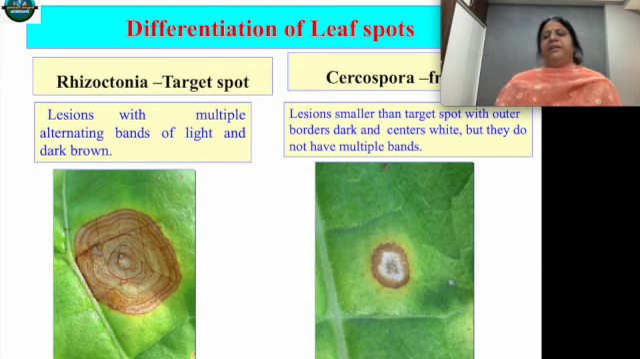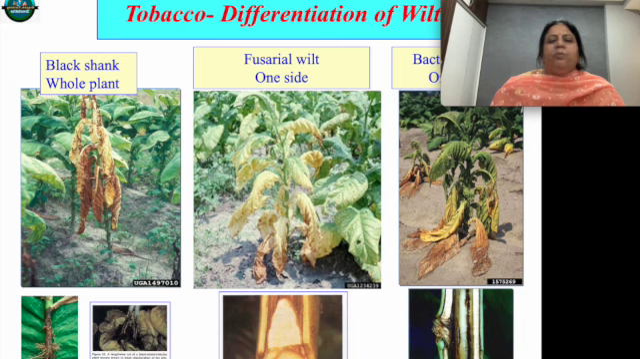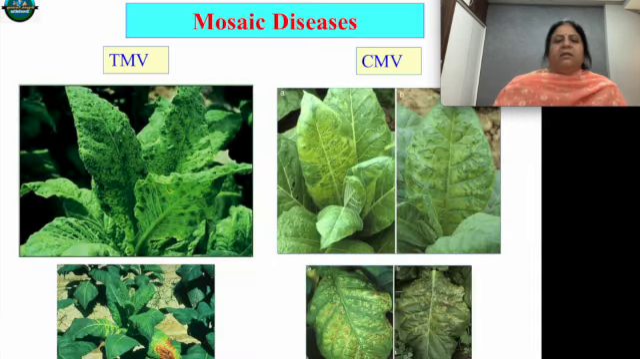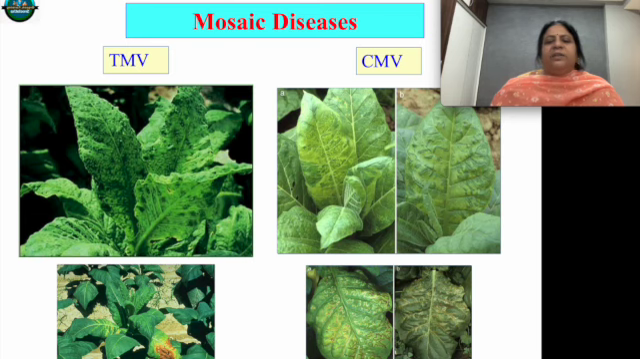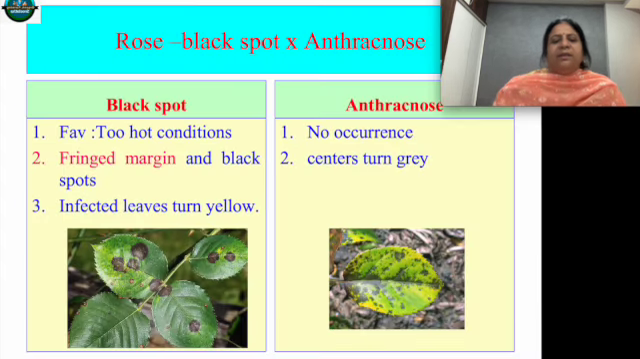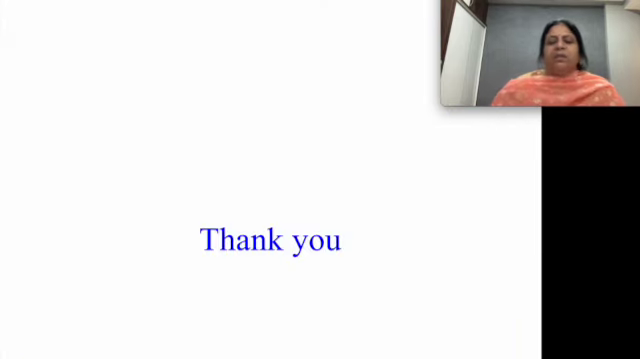Tobacco, black shank affects the whole plant. Fusarium wilt one side, bacterial wilt one side, it affects. Mosaic diseases, if you see, tobacco mosaic virus and cucumber mosaic virus, the symptoms appear like this. Rose, if you see, black spots appear. Two hot conditions, fringed margin and black spots, infected leaves turn yellow. In the case of anthracnose, no occurrence, centers turn gray. So with this, most of the diseases we can identify with these sessions.